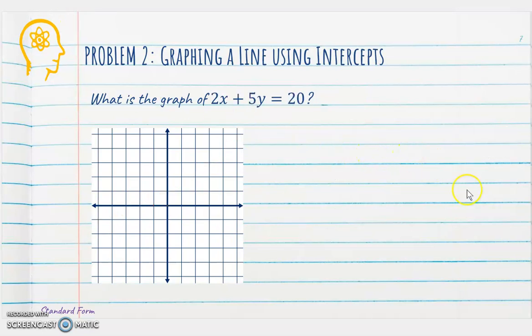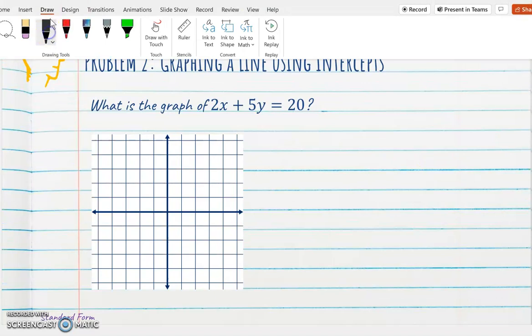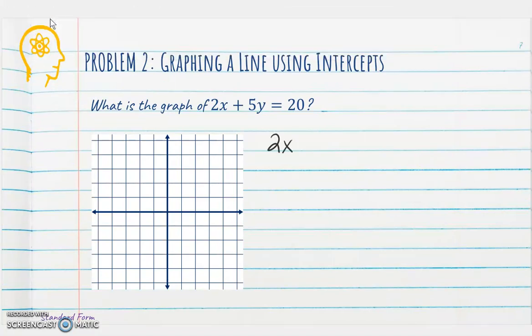Okay, let's look at another example. We have 2x plus 5y equals 20. You can see it's kind of getting repetitive. All you need to do is figure out what your x-intercept and your y-intercept are, and then graph it. So I'm going to set these both up, one for x and one for y.